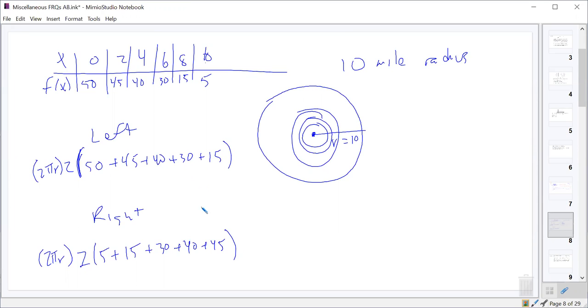I got 360 for left. Oh no, before the 2 pi r, sorry. 360 times 2 pi r for the left, and then 270 times 2 pi r for the right. Yeah. Actually, we don't need that r there, because that's what this whole Riemann sum is dealing with, the radii. So really it's just 370 times 2 pi and 360 times 2 pi. Which one of those comes out to be?